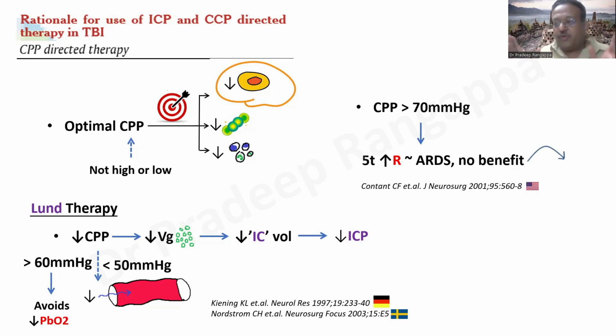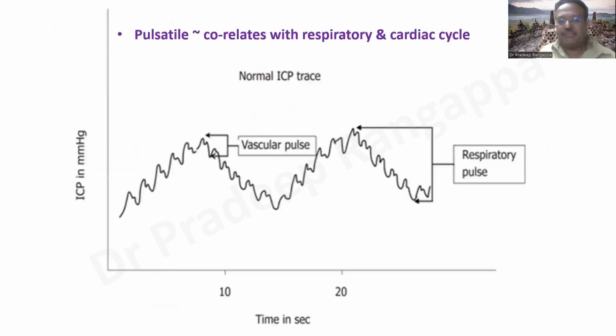And the quintessence is if autoregulation is well maintained, you can maintain more than 60 and up to 70. But if autoregulation is not good, then maybe you should stick around 60 to 65, is the range you can take home as a message. So now, for all the trainees, let's look into what the ICP trace looks like. ICP trace has a vascular pulse and a respiratory pulse. It is pulsatile and it correlates with the respiratory and cardiac cycle.